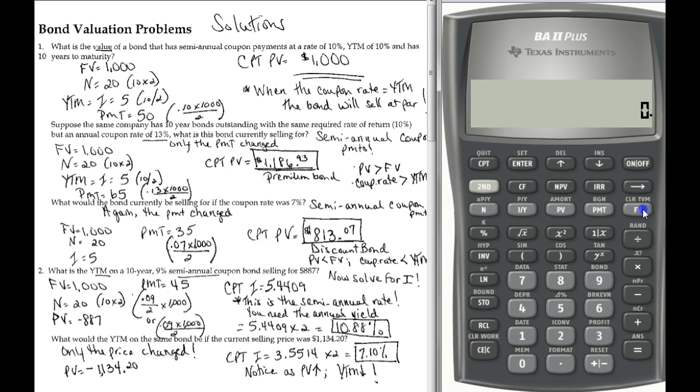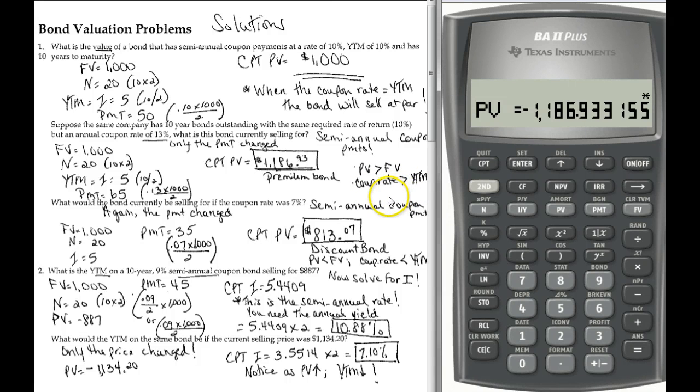Clear out our time value of money. Enter $1,000 as a future value. Enter our 20 for our N. Enter 5 for our I/Y. Our payment of $65, and compute our present value. And bingo. We find that the bond is selling for $1,186.93. It's a premium bond. The present value is greater than the future value, and the coupon rate is greater than the yield to maturity.